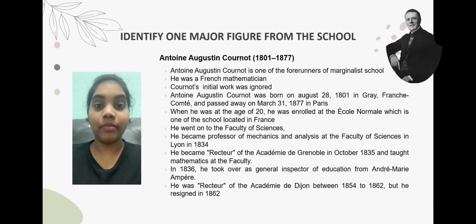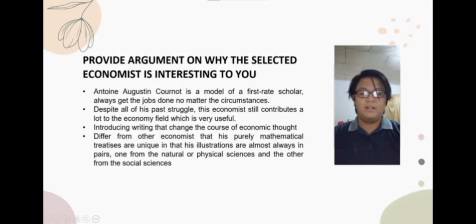Following that, he became Directeur of the Académie de Grenoble in October 1835 and taught mathematics at the faculty. The next year, he took over as General Inspector of Education from Henri-Marie Ampère. He was Rector of the Académie de Dijon from 1854 to 1862, but he resigned in 1862 due to his eyesight problem. Next, I'm going to talk about why the selected economist is of interest to us.